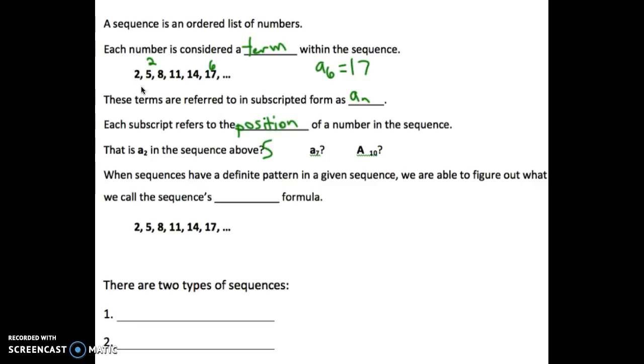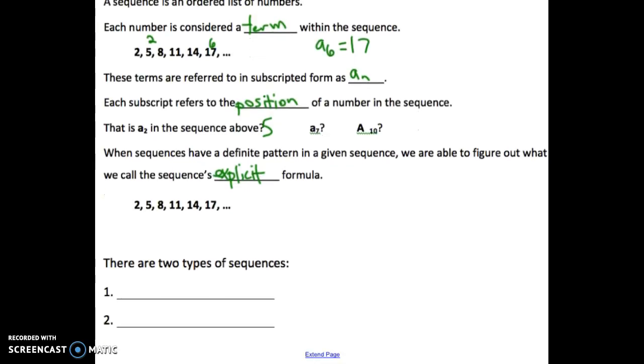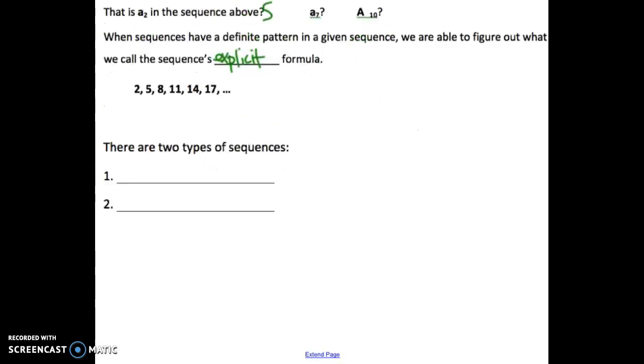So moving on, when sequences have a definitive pattern in a given sequence, we are able to figure out what we call the sequence's explicit formula. In order to find the explicit formula, I'm going to pause on that thought. We are going to eventually find the explicit formula, but before we do that, I have to discuss the two types of sequences. So to finish out this page, the two types of sequences, the first one is called the arithmetic, and the other one is called the geometric.